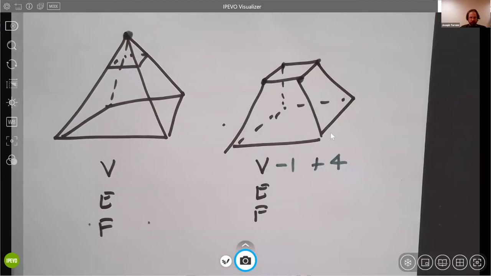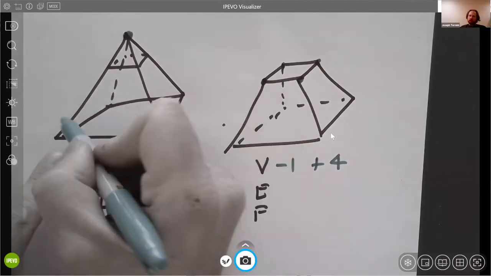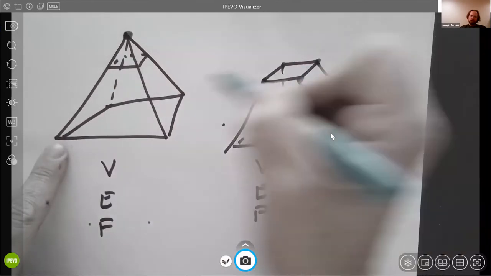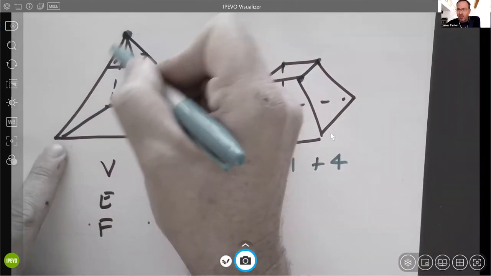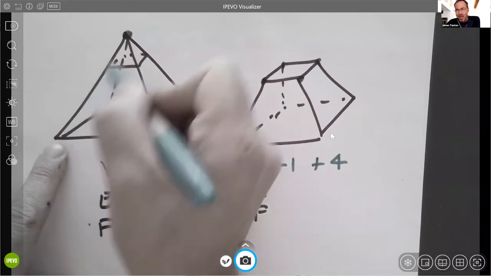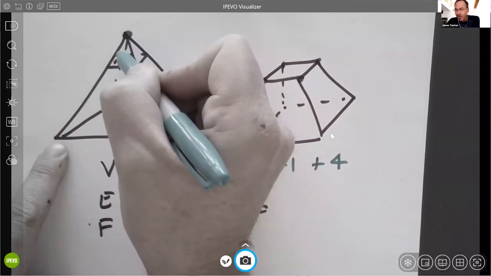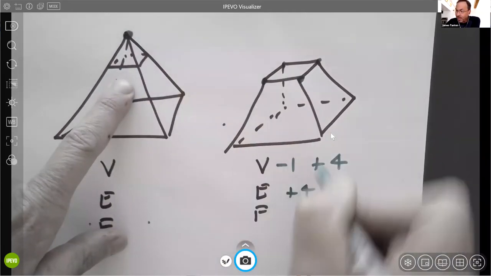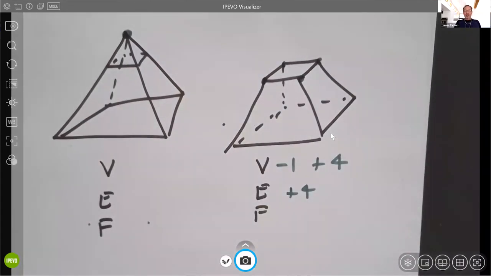Okay. Tell me about the edges. How did the number of edges change in this process? Increased by 4, is that right? Did I lose any edges? No. It looks like I might have lost something up here, but actually it really was part of that edge. I just lost part of an edge, but I'm still counting one edge there. So I didn't lose any edges, but I created 4. Okay, and what's happened to the number of faces?